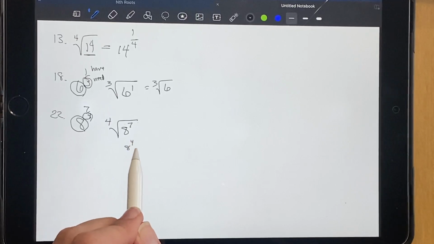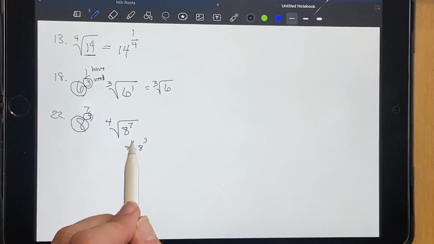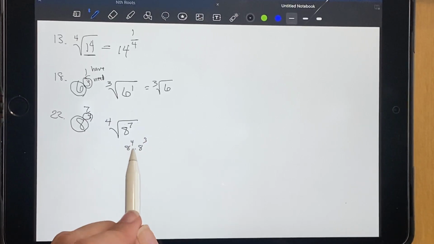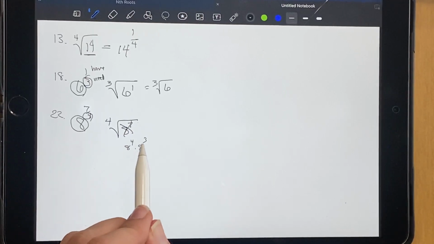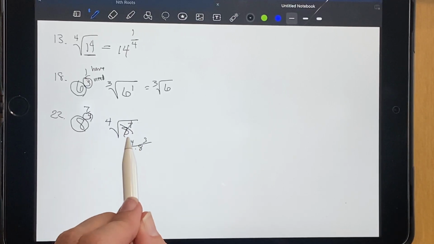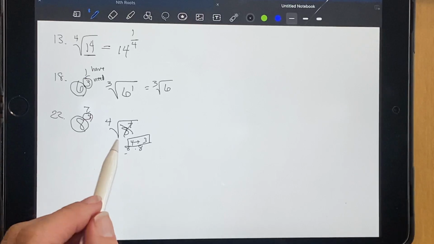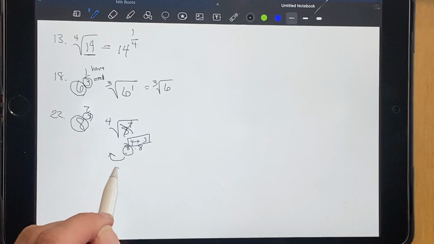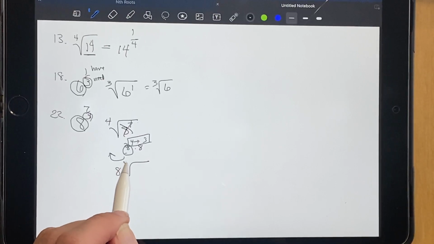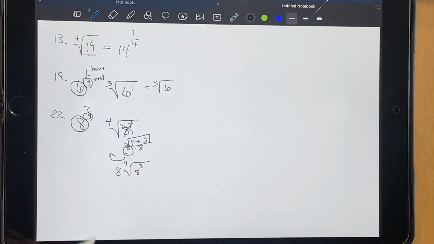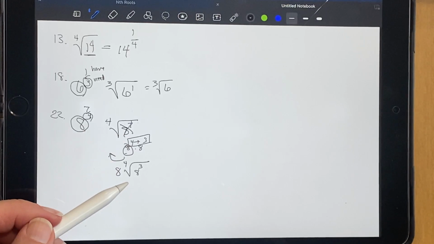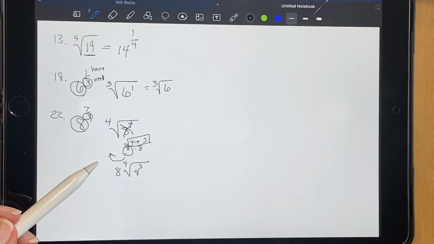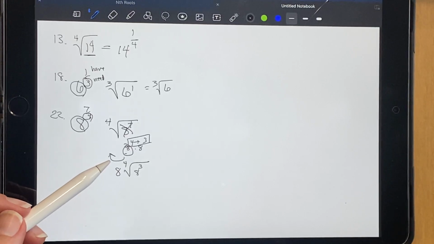So I could rewrite this as 8 to the 4th times 8 to the 3rd, because we know when our base is the same, our exponents get added. And then I have 4, I need 4. This 8 could escape, and I would have 8 times the 4th root of 8 cubed. So that's a way that would be fully simplified for your homework. It's not asking you to fully simplify them.